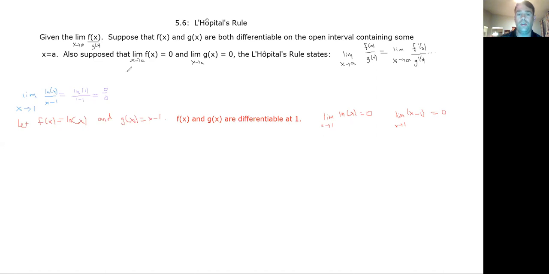So what we did is the setup. We defined both the numerator and the denominator as a function, stated that they're differentiable, and then stated that the limits of the top and the bottom both equal 0. And then from there, we can get into L'Hôpital's rule.